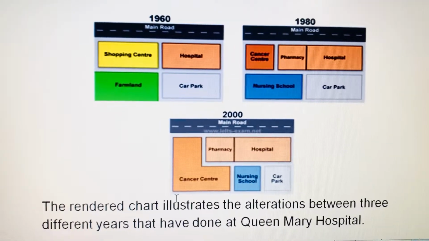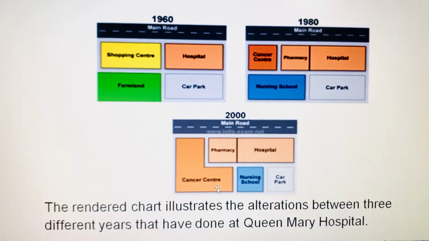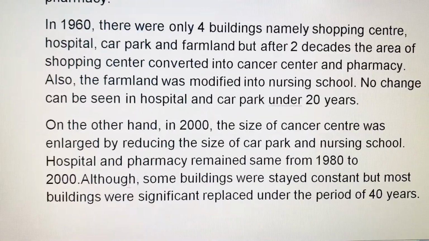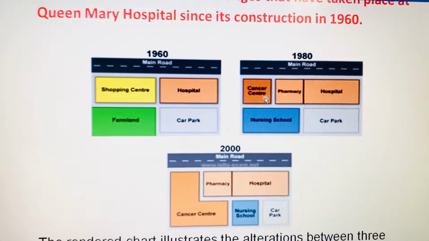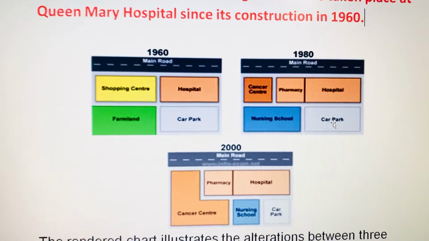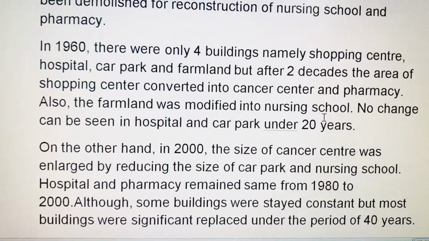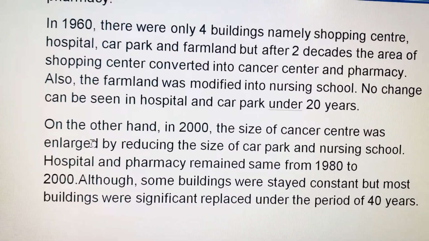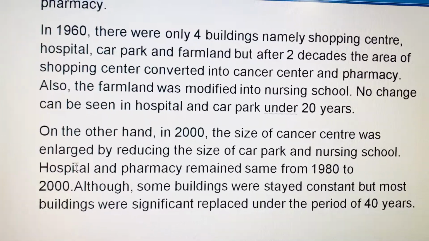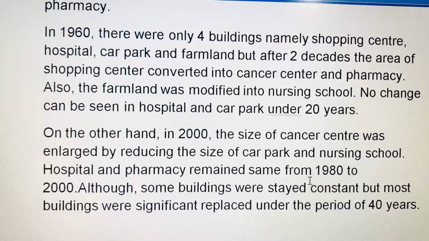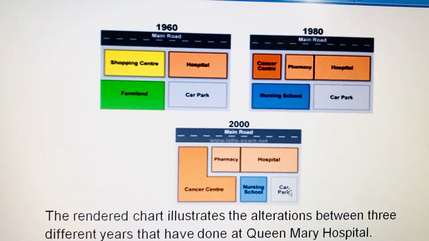Okay, so this is the cancer center. The size of the cancer center is enlarged by reducing the size of the car park and nursing school. So this is the car park, and the car park and nursing school area had been reduced or decreased to enlarge the area of the cancer center. So the hospital and pharmacy remained the same from 1980 to 2000. Hospital and car park, okay, it remained the same.